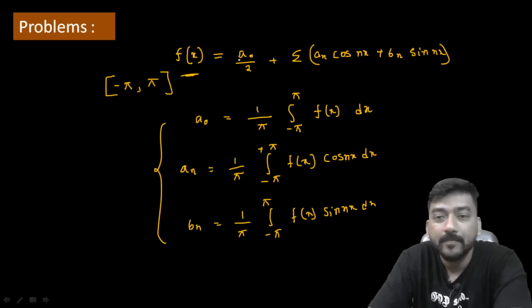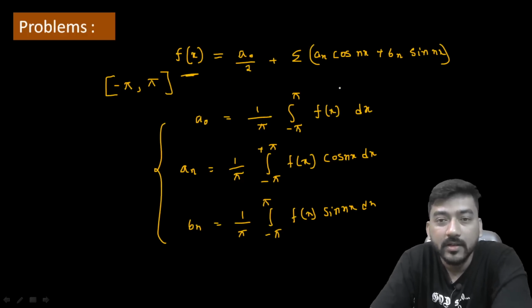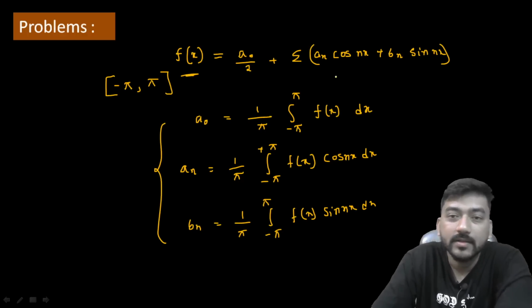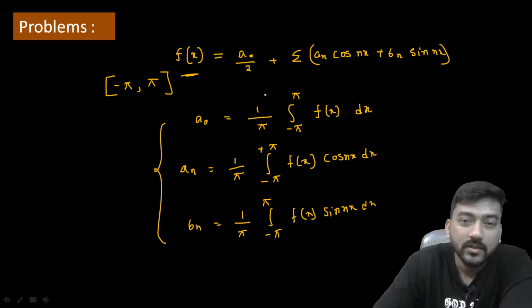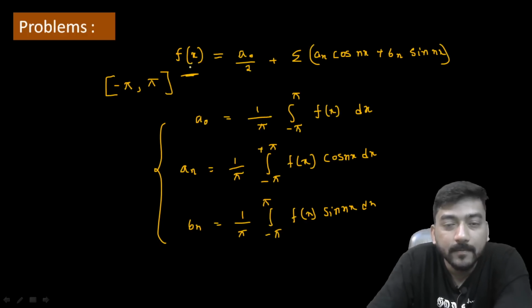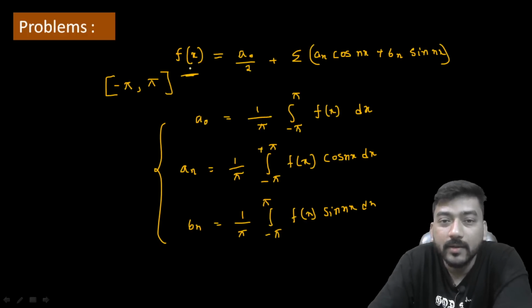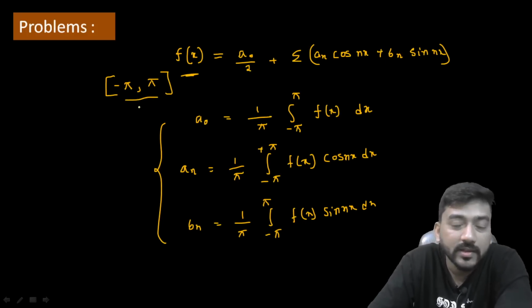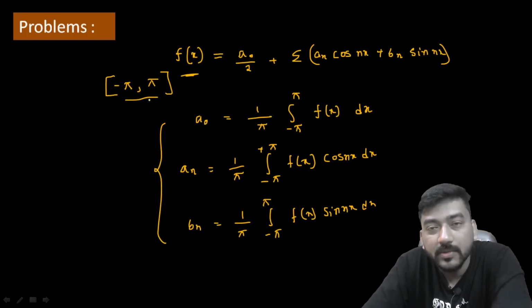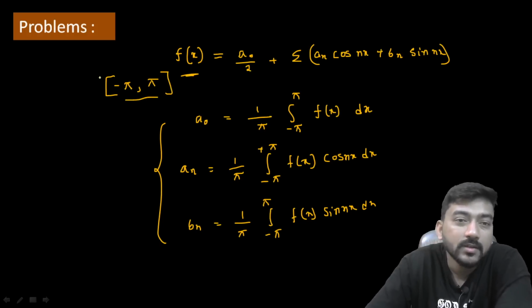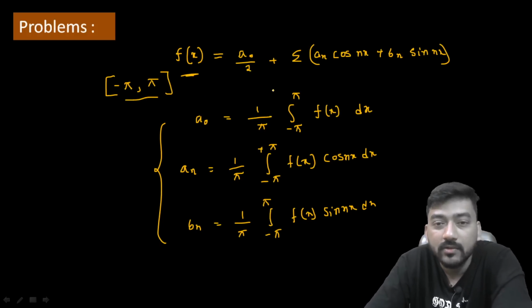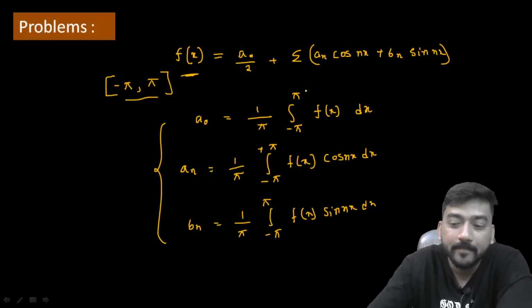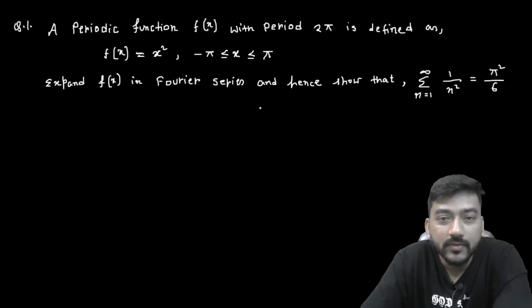We have to find this a0, an and bn. Then we can express f of x in terms of sine and cosine series. So we are given a function f of x, and we have to expand this function as a Fourier series like this within the interval minus pi to pi. There is a period of 2 pi. Let me solve one or two examples so that you can understand how we have to find the Fourier series. So here is the first problem.